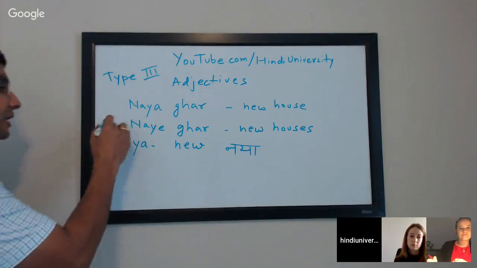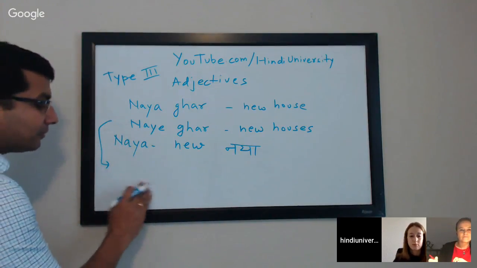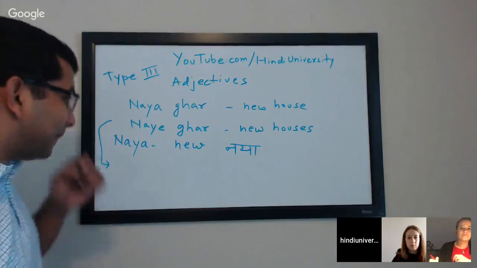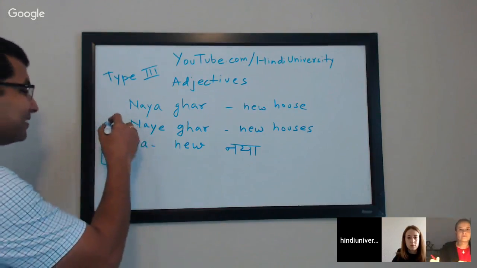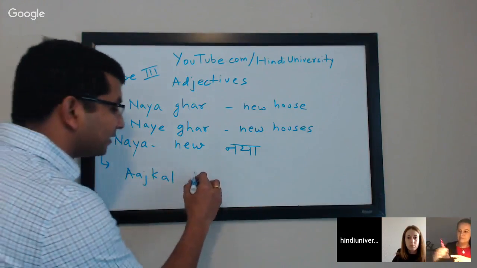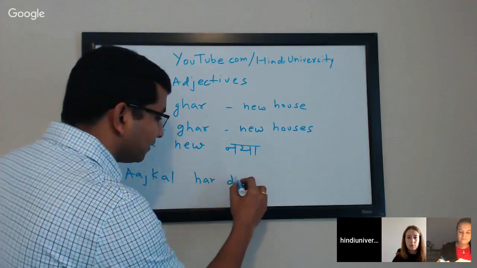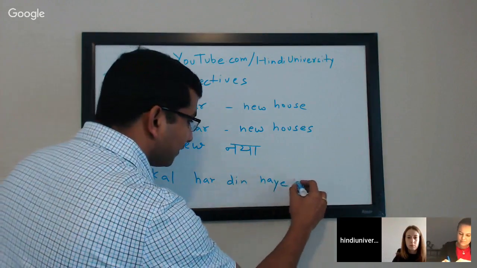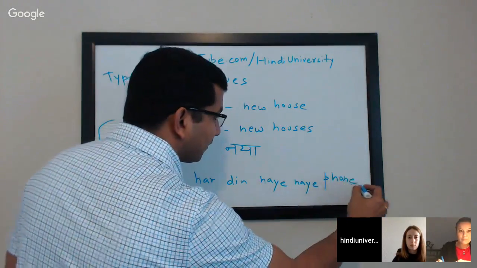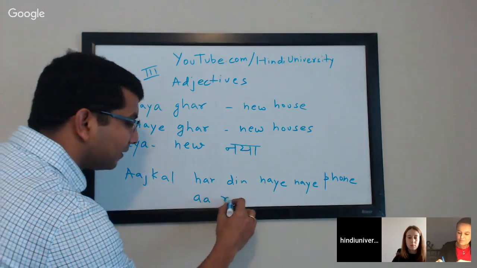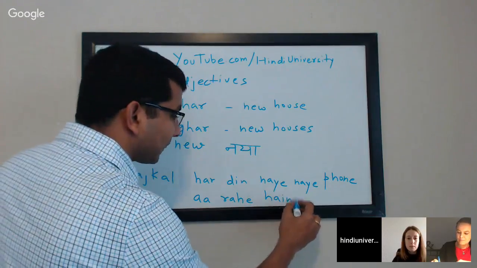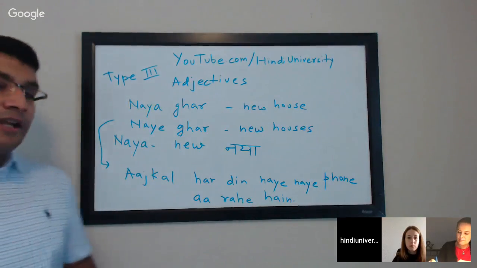Now somebody is saying, or you are walking through some market in Delhi, I was thinking about Karol Bagh, let's say, and you hear: "Aajkal har din naye naye phone aa rahe hain." Naye naye phone aa rahe hain aajkal. Har din naye naye phone aa rahe hain.